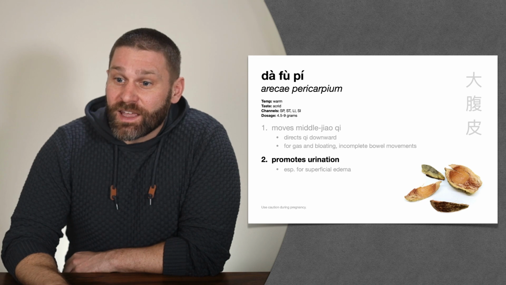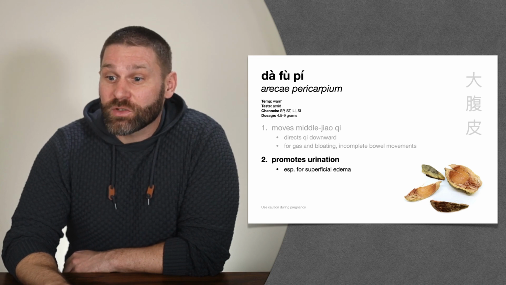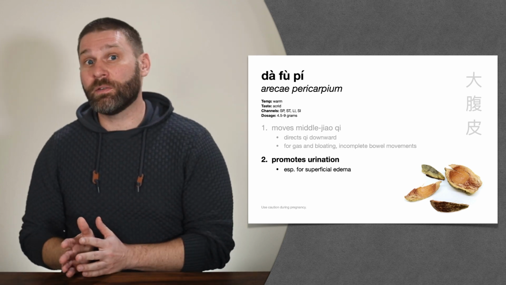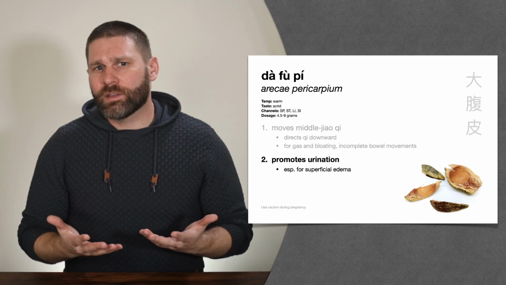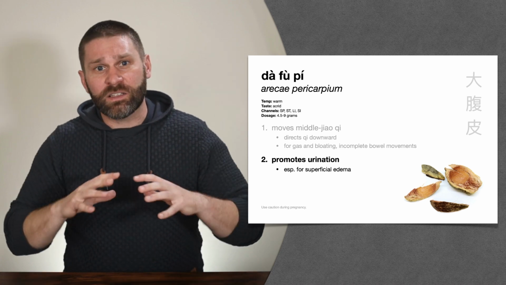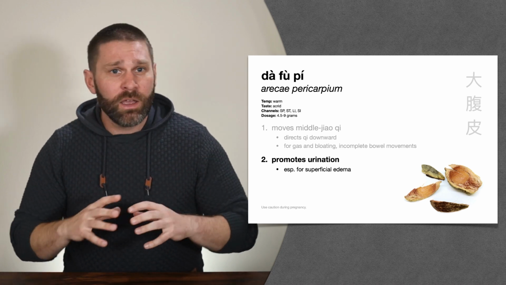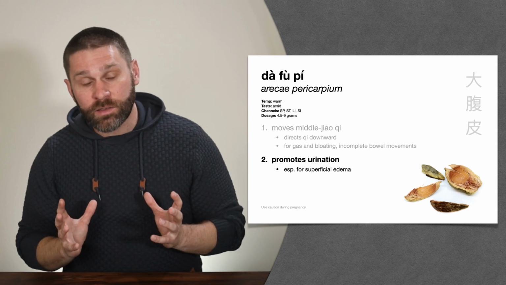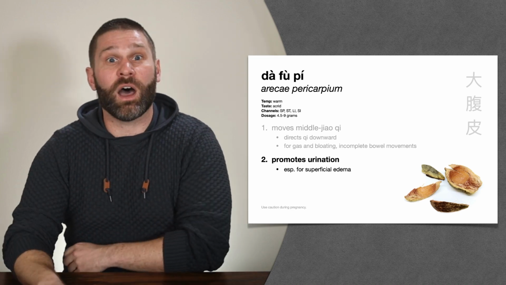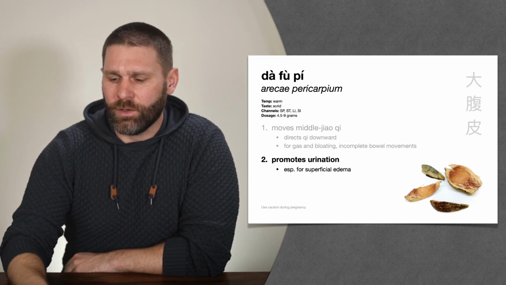And then we also say that Da Fu Pi promotes urination, especially for superficial edema or edema under the skin. So we can say Da Fu Pi makes you pee, or this is a common thing we've seen before where the P means skin or peel or bark. So this is the outer layer, the outer husk of that betel nut. Since it's the skin of that nut, it's good for the skin of your body or edema under the skin. So I think we've seen that pop up before with things like Fuling versus Fuling P is the skin of Fuling, so it's good for edema under the skin.